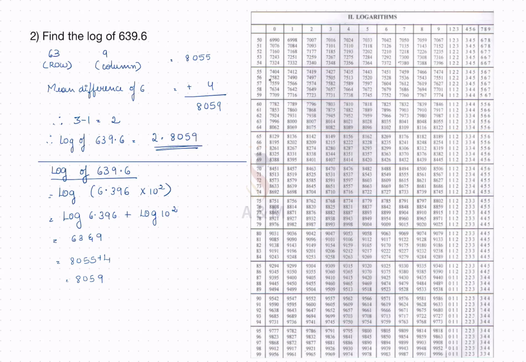Now next you have to put the decimal digit. How do you put the decimal digit? Here we have converted it, correct? That is 6.396. Before the point, how many digits do you have? Only one digit. Therefore 1 minus 1 is equal to 0. Here it is 0.8059. Clear? This is the first part.